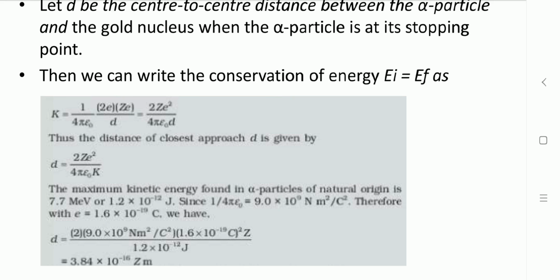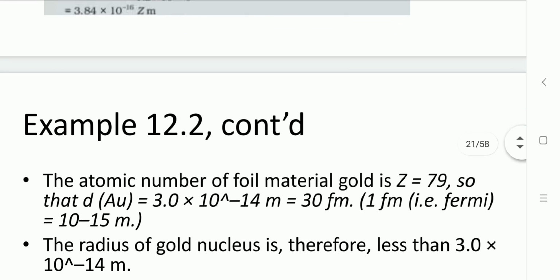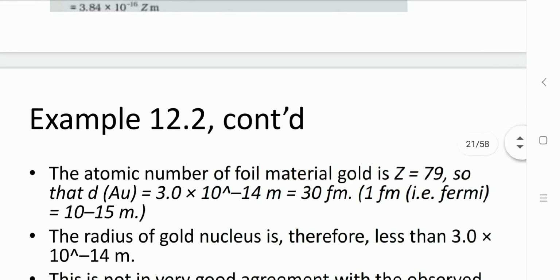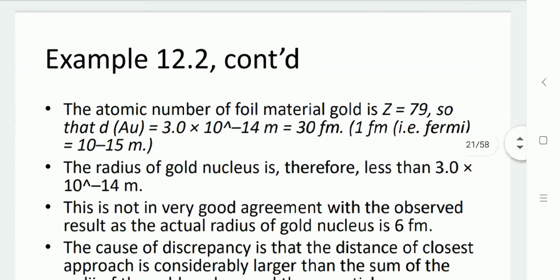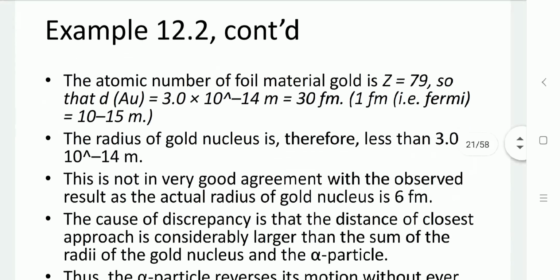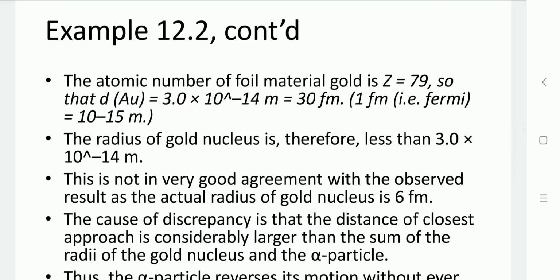And Z, that is the atomic number of gold, is 79. So if we substitute it, we get d equal to 3 into 10 raised to minus 14 meter, or 30 femtometer. That femto is 10 raised to minus 15 meter. So here, the radius of the gold nucleus is less than 3 into 10 raised to minus 14 meter.